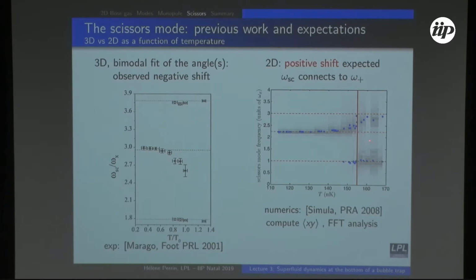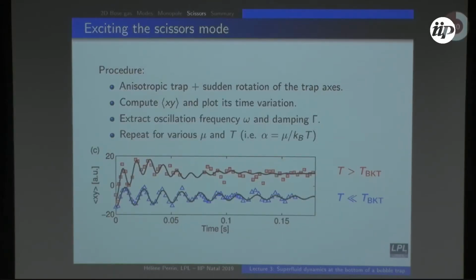Whereas there were numerical simulations in 2D, which seemed to indicate that first, the transition occurred on a very smaller scale, and it was more going between the scissors oscillation to the omega plus oscillation, and not really to negative values, so we wanted to study that. So the way we do it is we prepare an anisotropic trap.